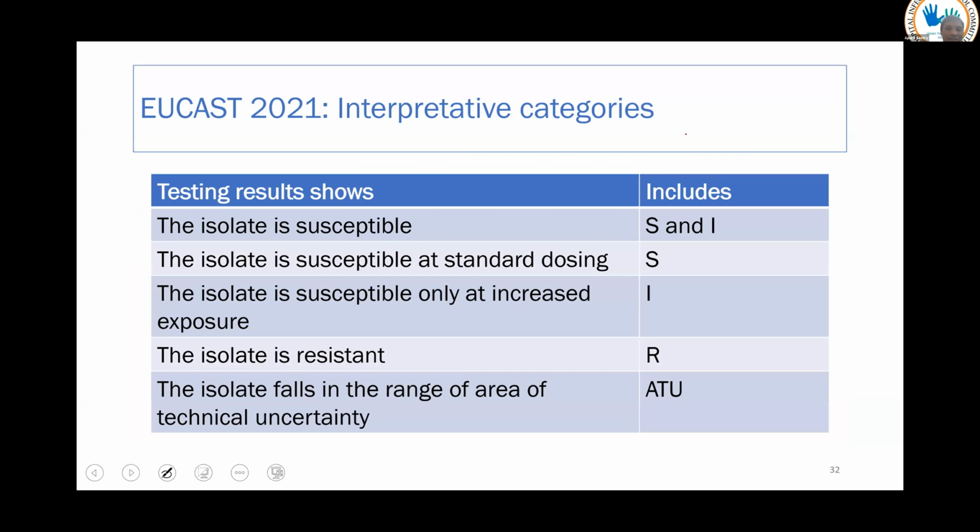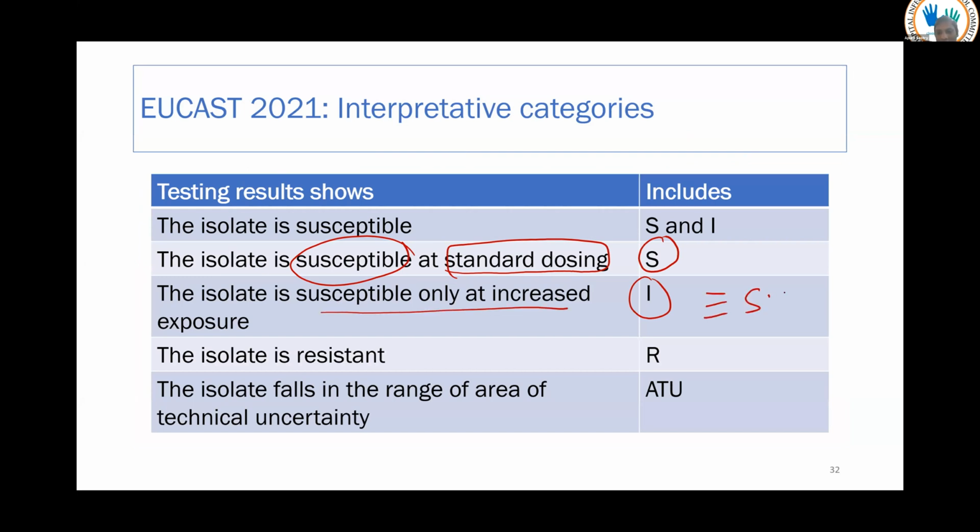In EUCAST, susceptible means the S category means susceptible at standard dose. I category in EUCAST means susceptible at increased dose, which is equivalent of SDD of EUCAST. R is resistant, and ATU is an area of technical uncertainty, which is again due to a technical error.